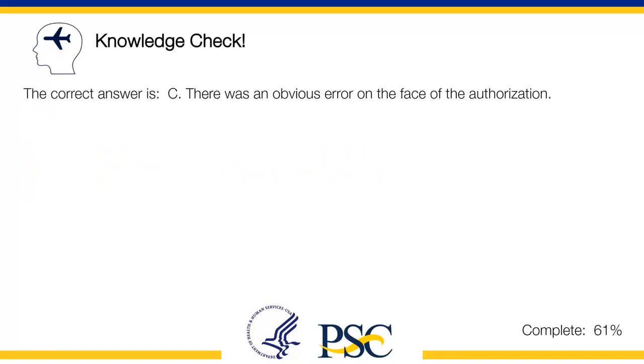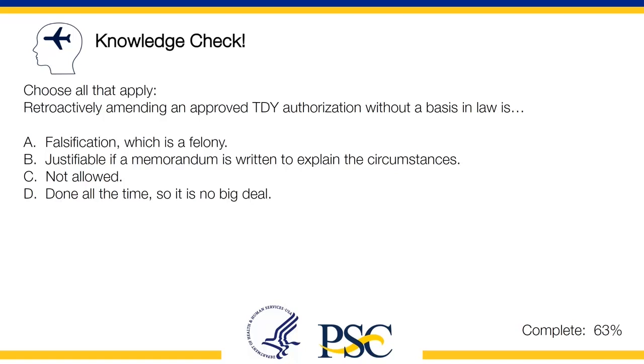The correct answer is C. There was an obvious error on the face of the authorization. Choose all that apply. Retroactively amending an approved TDY authorization without a basis in law is A. Falsification, which is a felony. B. Justifiable if a memorandum is written to explain the circumstances. C. Not allowed. D. Done all the time, so it is no big deal.